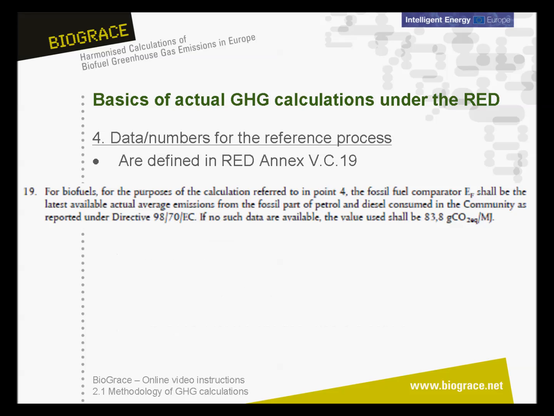The last topic of the present video instruction is that of the reference process. A fixed emission value for the reference process, which is the use of fossil fuel in transport, is given in RED Annex 5.C under point 19. The fossil fuel comparator is 83.8 grams CO2 equivalent per megajoule, and is the same for diesel and gasoline.